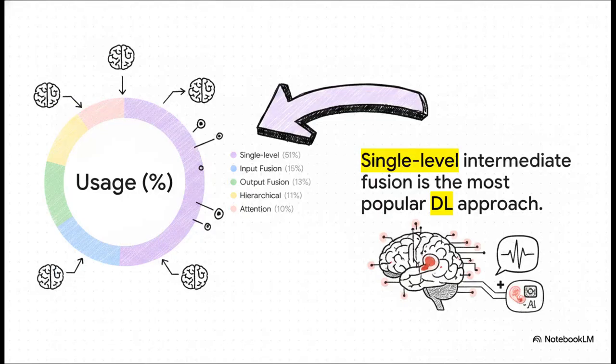And honestly, the numbers totally back this up. Based on the analysis by Lee and colleagues, single-level intermediate fusion absolutely dominates the field. We're talking 51% of all current approaches. It's the go-to method right now because it strikes this perfect balance. It's way more flexible than just smashing raw inputs together at the start, but it's much more integrated than just waiting to average out votes at the very end.